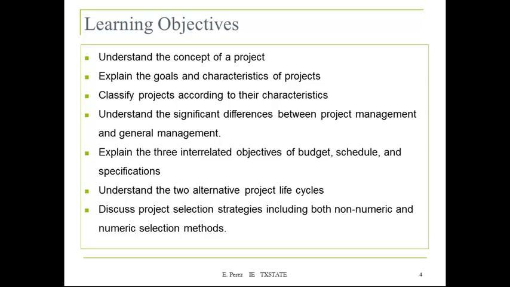So the learning objectives for this lecture specifically are to understand the concept of a project, explain the goals and characteristics of projects, classify projects according to their characteristics, understand the significant difference between project management and general management, explain the three interrelated objectives of budget, schedule, and specification. Often we call that scope. And understand the two alternative project life cycles. And finally, to discuss project selection strategies, including both numeric and non-numeric selection methods. So those are the qualitative and quantitative types of models.